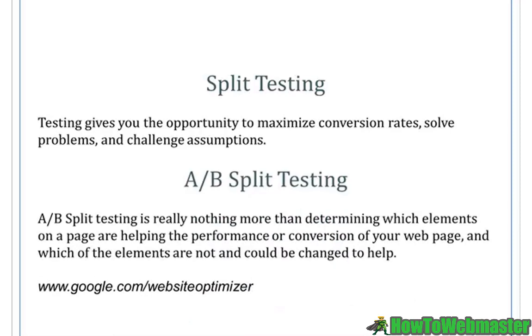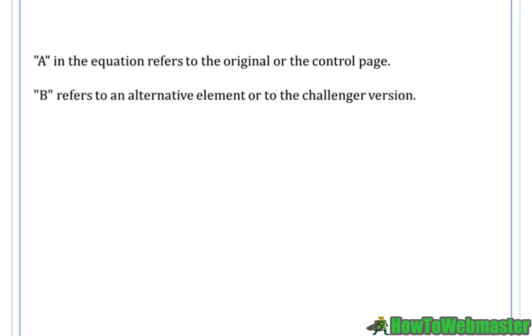The most recognized split testing is called A/B split testing, and this is really nothing more than determining which elements on a page are helping the performance or conversions of your web page, and which of the elements are not and could be changed to help. And one that you can use is Google.com. It's got a website optimizer. You can go check it out. They've got an A/B split tester that you're able to use to do some of the testing of the different elements of your page. But you really need to understand and learn what is going on with your websites.